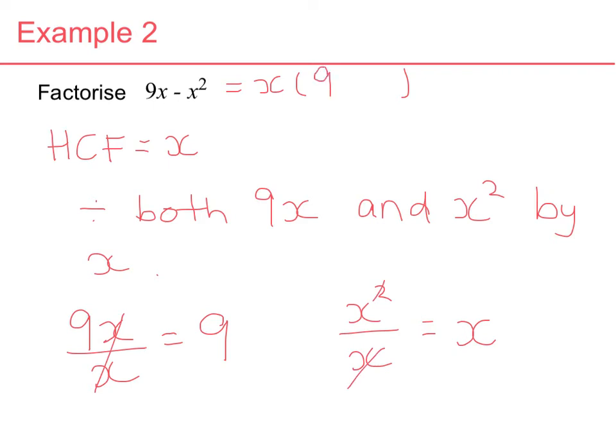This time, however, I had a negative in between my two terms, which meant that x squared was a negative x squared, leaving me with a negative x, and so I need to make sure it's a negative x inside the brackets. And that's my factorised expression.